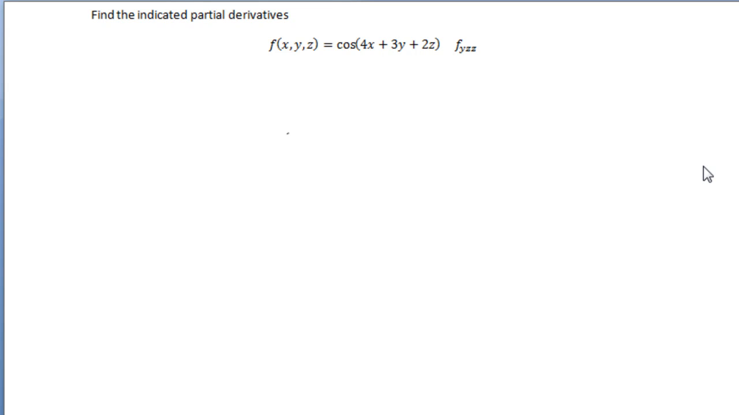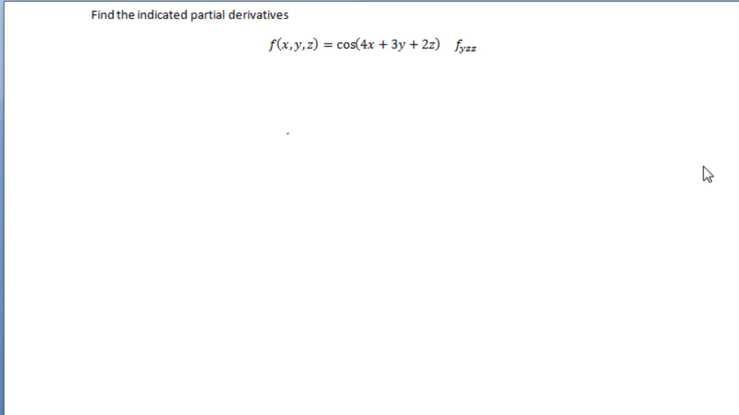I wanted to work an example for you all, continuing on with what we did in class on Friday. Of course, we'll talk about it again on Monday, but I wanted to try out my new toy and look at some more partial derivatives.